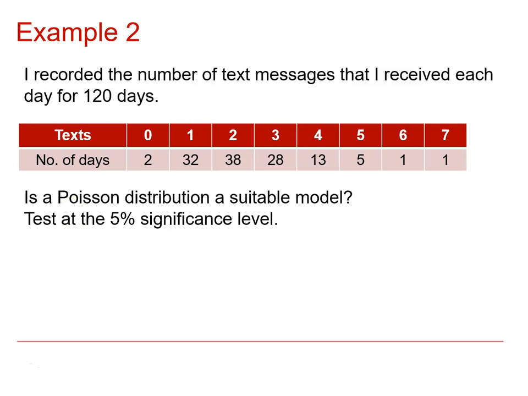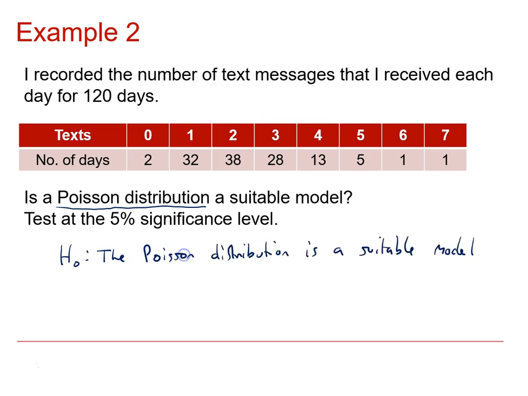So, which is the most suitable distribution? We don't need to worry about that. Again, they've given us the distribution. So our hypotheses: H0, the Poisson distribution is a suitable model. H1, the Poisson distribution is not a suitable model.